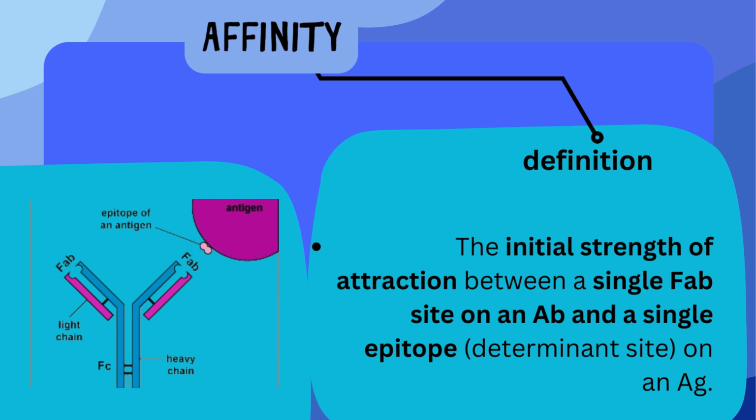So, in precipitation reactions, guys, affinity refers to the strength of the binding between a single antigen binding site of an antibody and its specific antigen. It represents the likelihood that the antibody will bind to the antigen based on the complementarity of their shapes, charges, and molecular interactions.